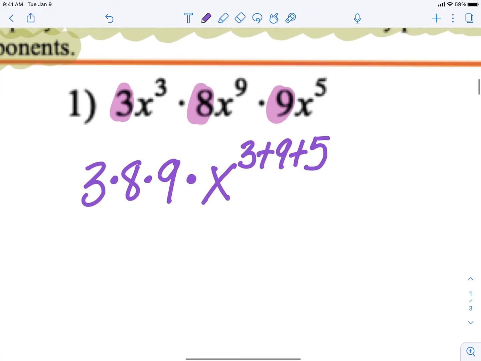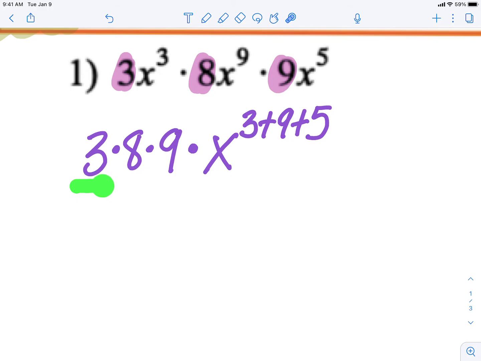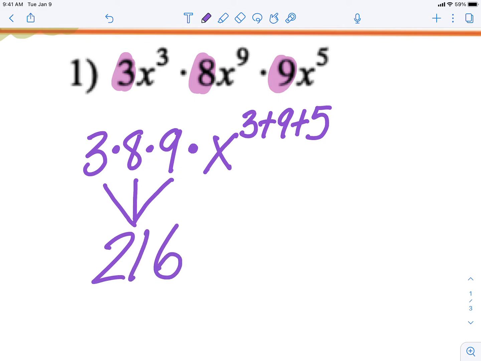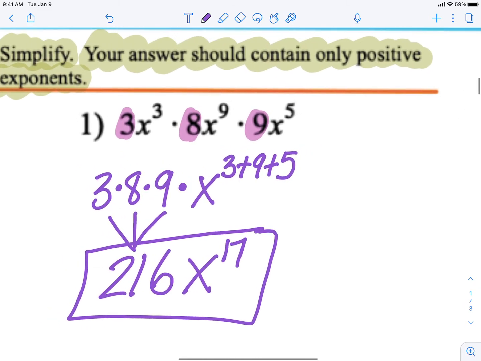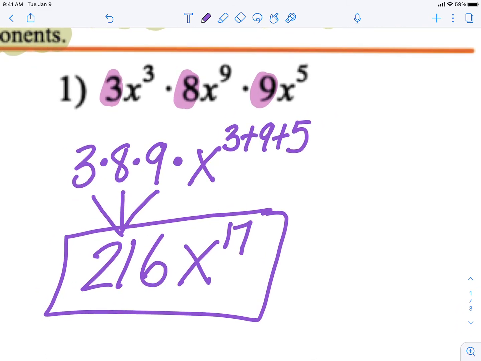Remember, you guys can use your calculator if you want to multiply these. 3 times 8 times 9 gives me 216. Now x, I'm going to bring it down, and I'm going to add these 3 right here. 3 plus 9 is 12. 12 plus 5 is 17. And that right here, kiddos, is my final solution, my final simplification. There you go.